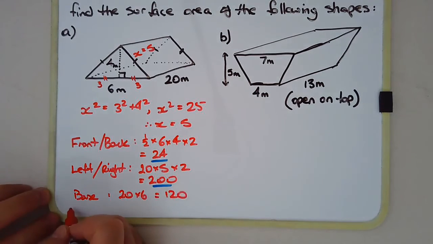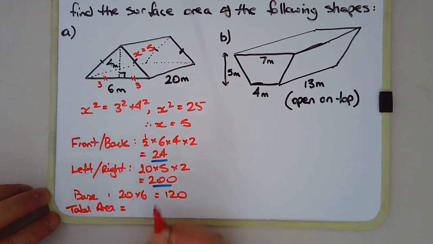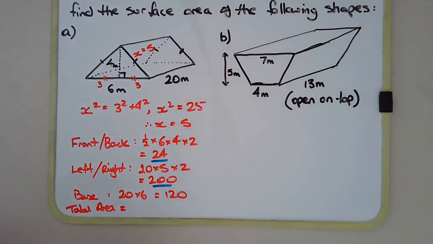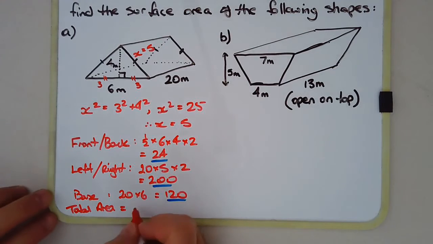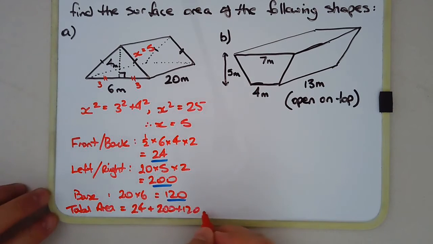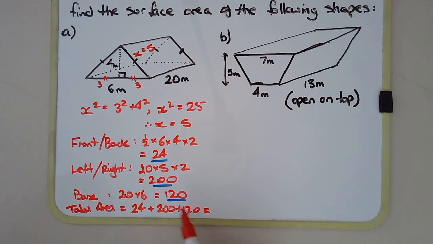So the total surface area, we just add them up. That's our total area, and in order to keep to what I've said, which is underlining the subtotals, we just add up what's been underlined in blue. 24 plus 200 plus 120, which equals, what do you think? 320 plus 24 is 344 square meters. I think I've got that right? Yes, I do. Hopefully, so far so good.